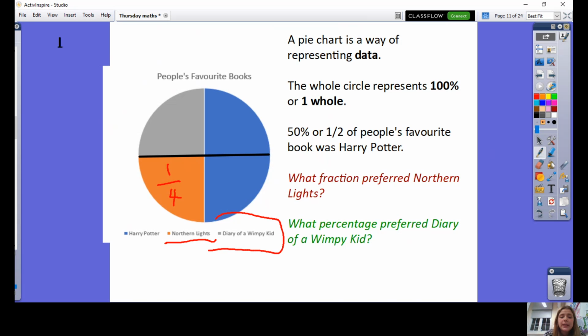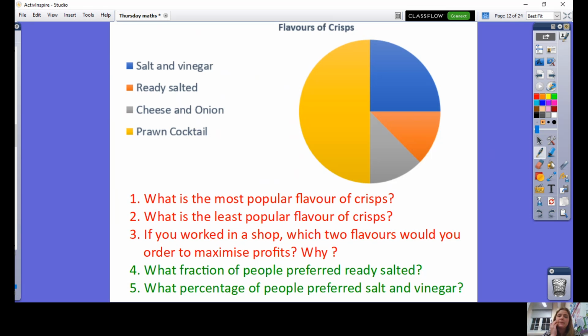I look for Diary of a Wimpy Kid. It's the grey section. I know that's 1/4, but I was asked for a percentage. 1/4 as a percentage is 25%. Well done if you said 25%.